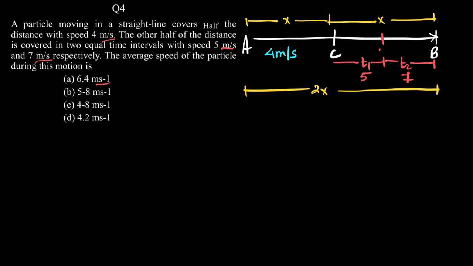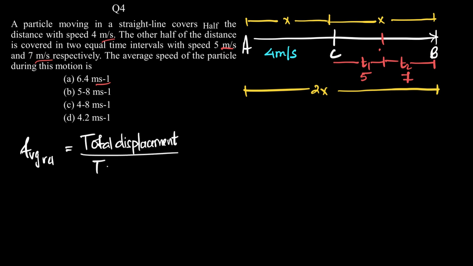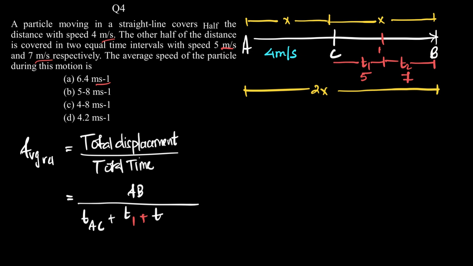Now we know that average velocity is equal to the total displacement, the whole, upon the total time taken, right? Now total displacement here would be AB, the whole upon, what is the total time taken? Let me write it like this: time taken to cover AC plus time taken to cover CD, which is basically what we have taken as T1, and then time taken to cover DB, which is T2.